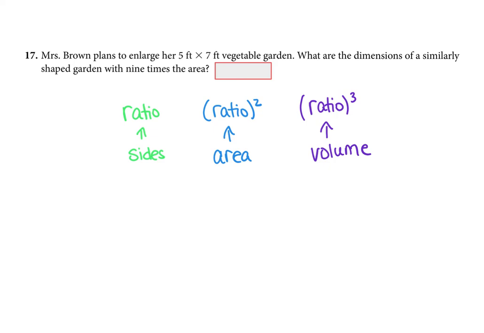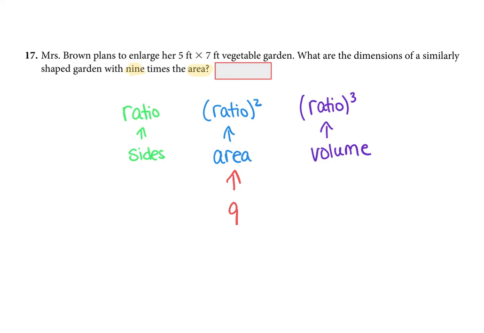What ratio did they give us? Sides, area, or volume? Area, how do you know that? 9 times the area, okay? So they gave us this one, all right? How much did the area increase? By what amount? 9. So they're telling us that this right here is 9, all right?